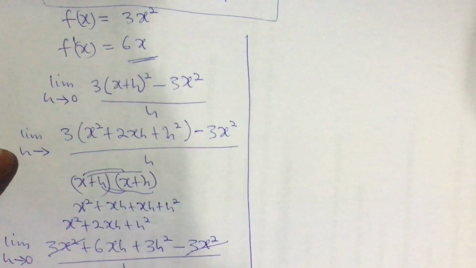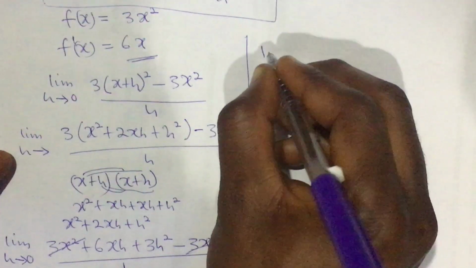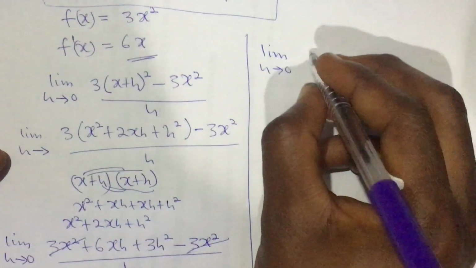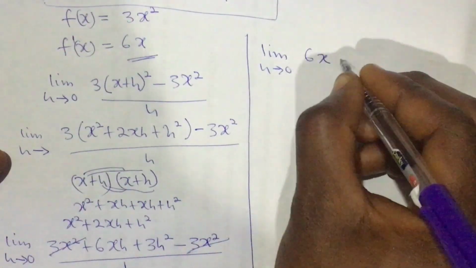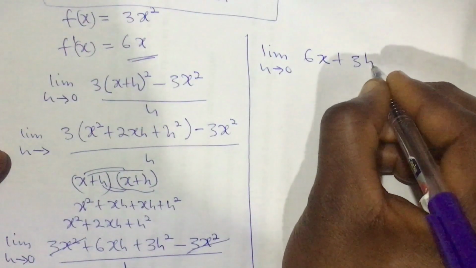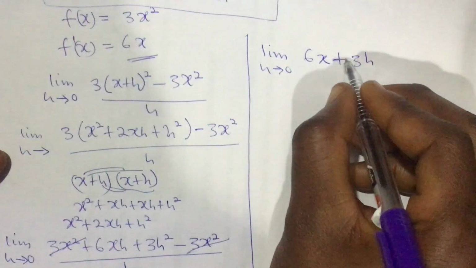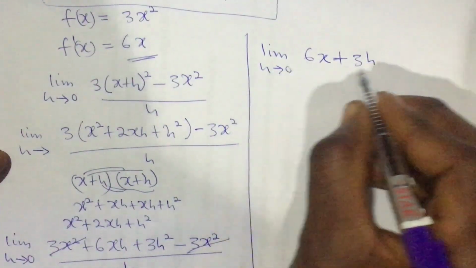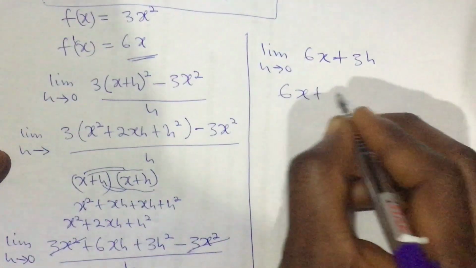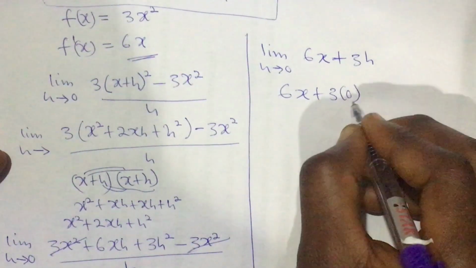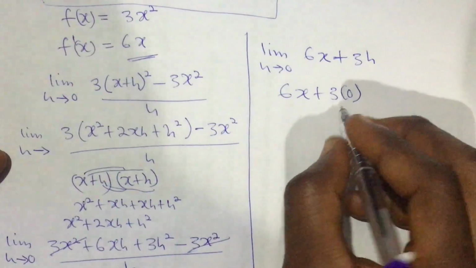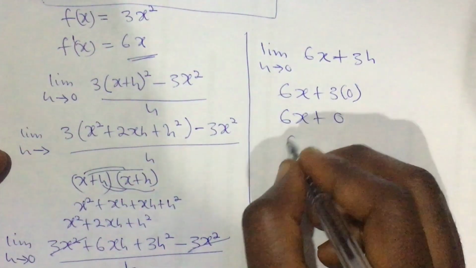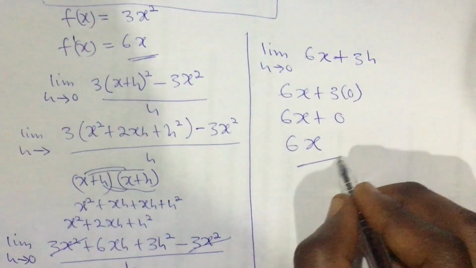So limit as h approaches 0 of 6x plus 3h. Here we're going to substitute our h, which is equal to 0. So 6x plus 3, our h is 0. Anything multiplied by 0, 3 multiplied by 0 is 0. 6x plus 0 is 6x. So this is our final answer.